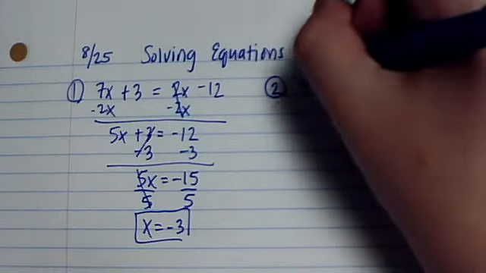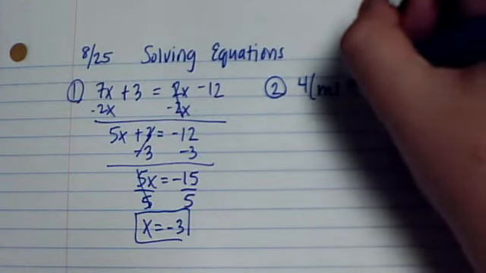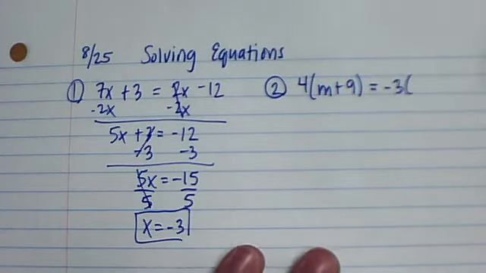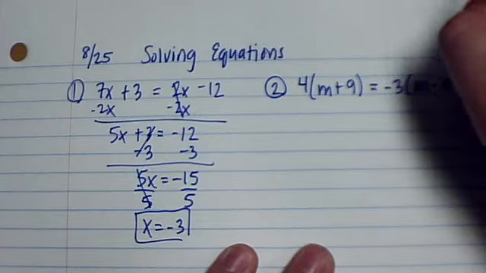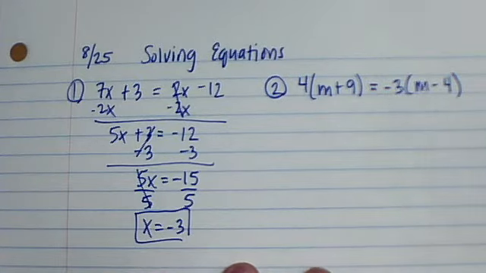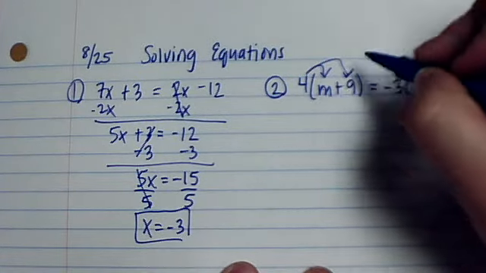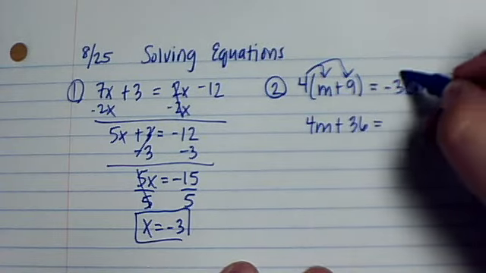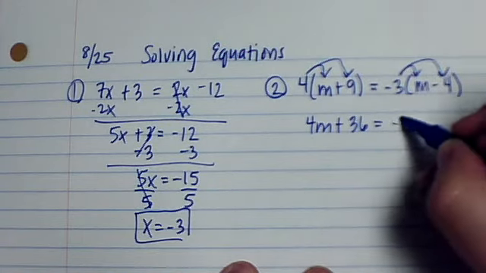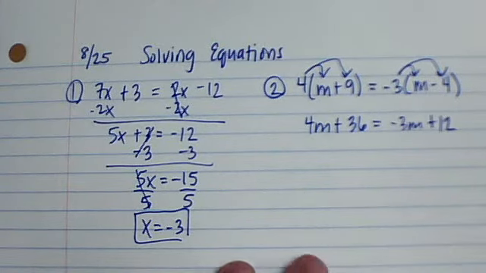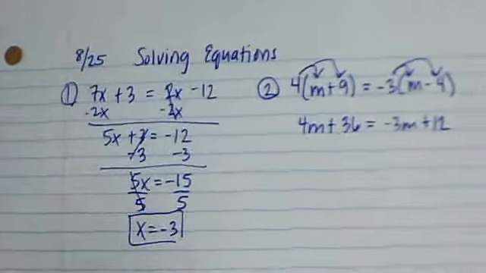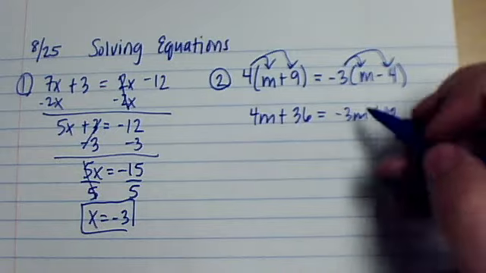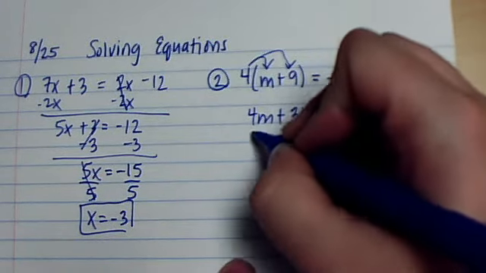Okay, the second example is 4 times the quantity m plus 9 equal to negative 3 times the quantity m minus 4. When we do this, we need to distribute first. So I get 4m plus 36 equal to, distribute again, negative 3m plus 12. Then we're solving this the same way as previously. I'm going to work with this one because I want to get rid of the negative here.